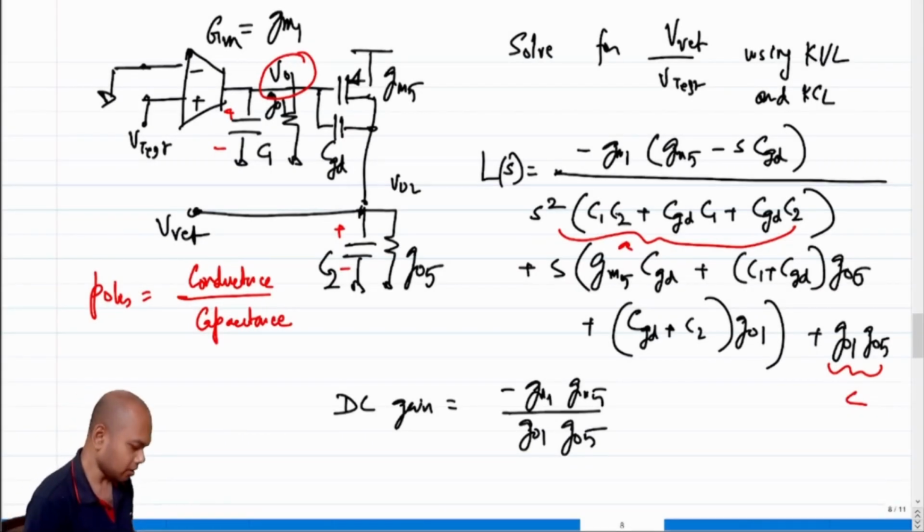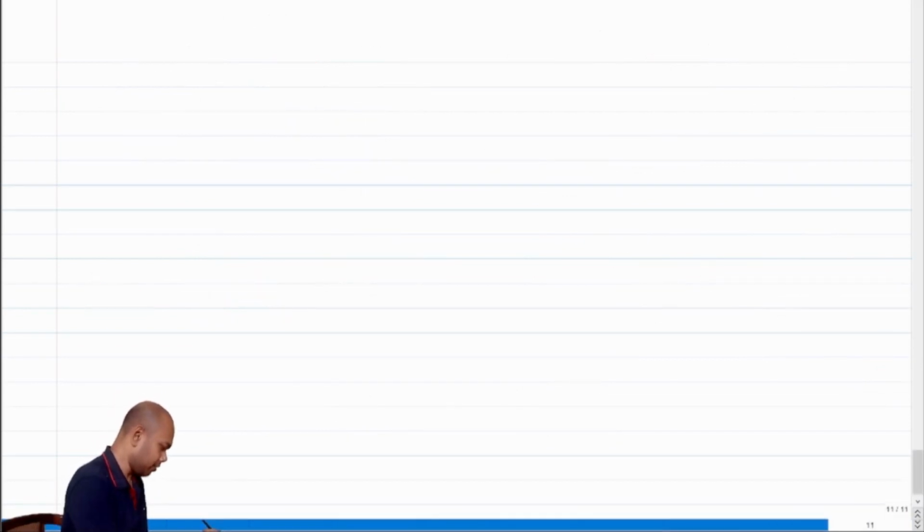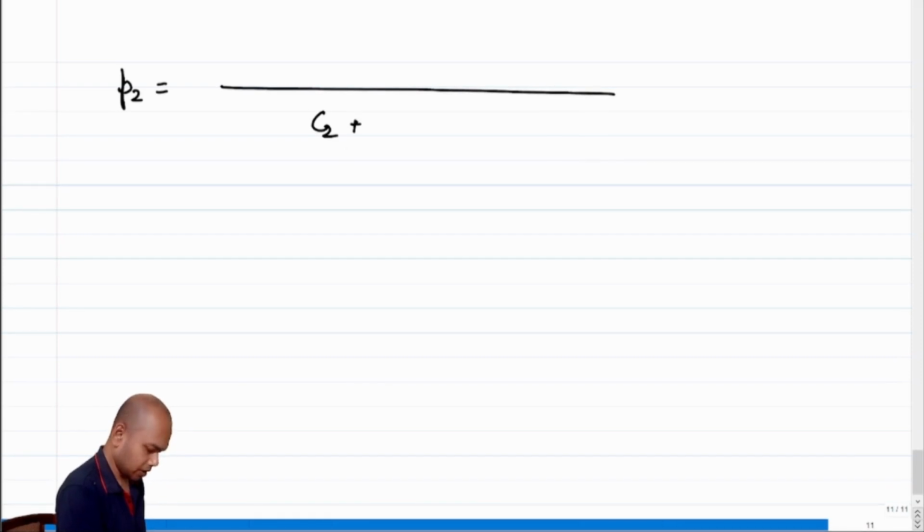Okay, now that we have figured out what P1 is, let's also figure out what P2 is. And P2 is what? P2 is minus B over A, right? So if I know what B is and what A is, if we simply plug that in and do some algebraic manipulation, this is what we will get. In the denominator, we will get C2 plus CGD C1 by CGD plus C1.